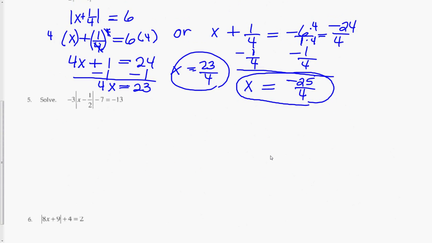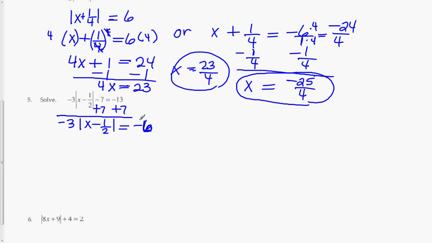This next one has a lot going on. It's got that negative 7 over on the left side. It's got a negative 3 we're going to have to take care of. So the first thing I'm going to do is I'm going to add 7 to both sides. I need to isolate the absolute value. So negative 3 times the absolute value of x minus 1/2 equals negative 13 plus 7 is going to be negative 6.